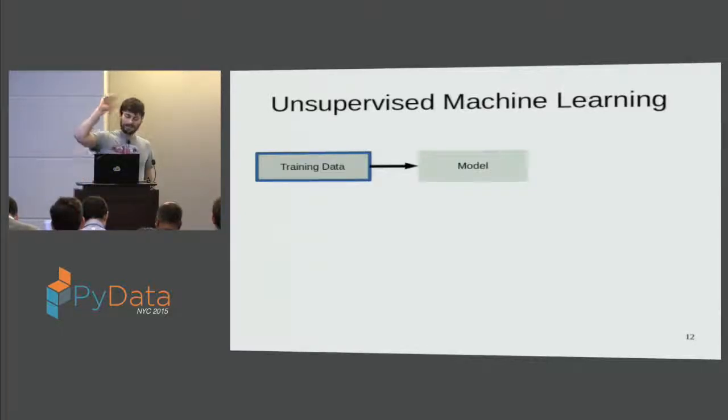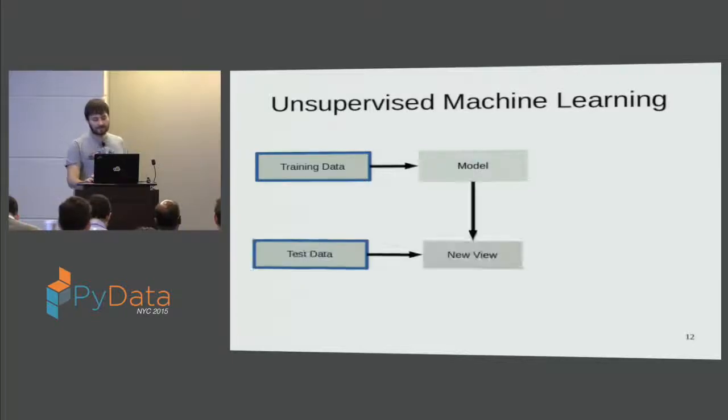You just get your training data, and you build a model from it. And often that's it. Sometimes you can also apply this model to test data and get a new view of your data. This is often the case for things like PCA, dimensionality reduction, NMF, and so on.